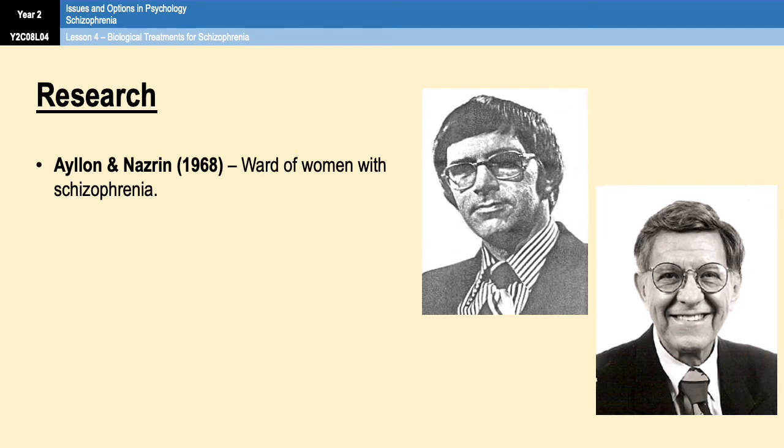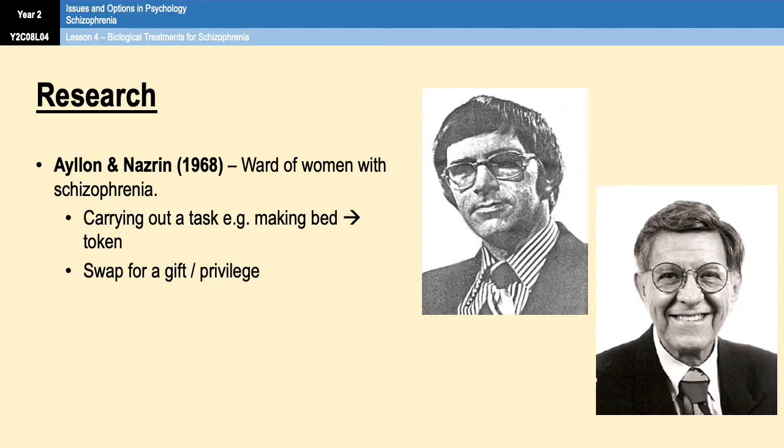So every time the women carried out a task like making their bed, they received a token, and on the side of that token it said one gift. They were then able to swap their token for a gift or for a privilege of some kind. And then that resulted over time in the number of positive tasks being carried out increasing.